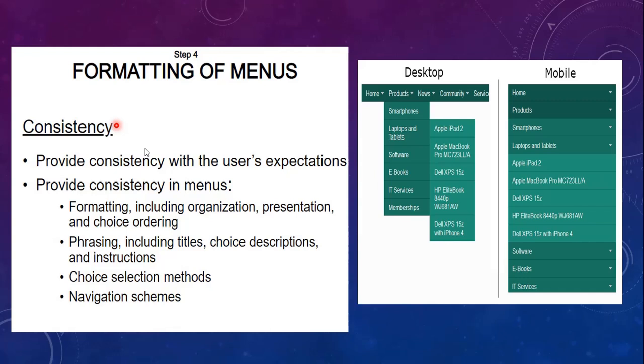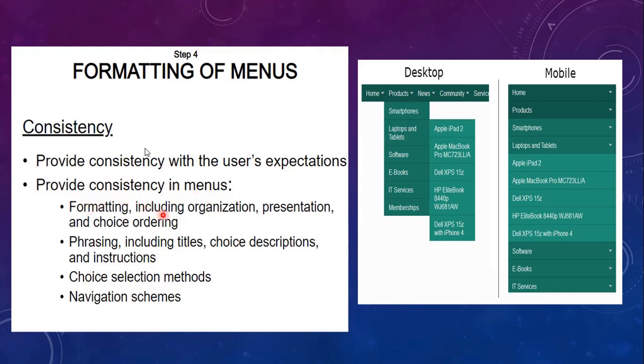We have to maintain consistency in the screen, in the desktop screen or in a mobile phone or any of the system devices. It has to be displayed as it is, in the same manner. So that is called consistency. Now for the menus also we have to provide consistency with users' expectations, and also provide consistency in menus. Consistency in what sense?